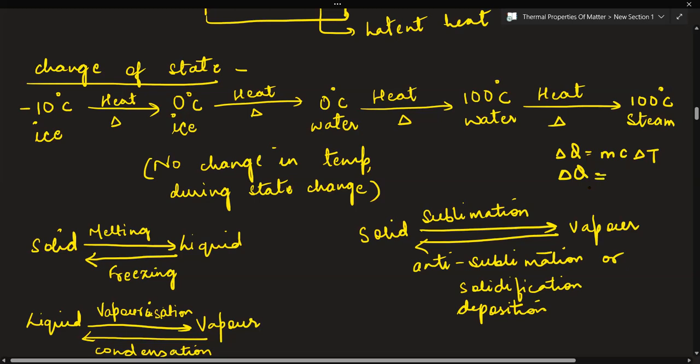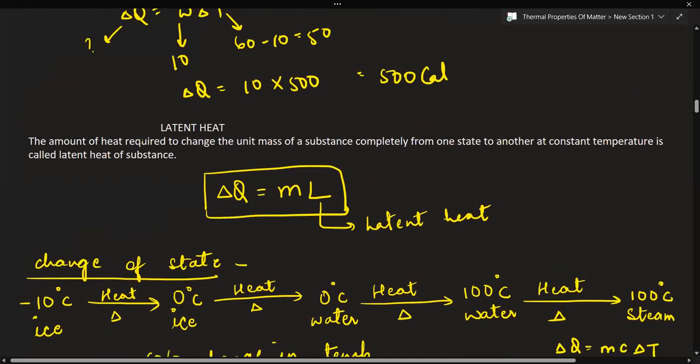The amount of heat required to change the state of a substance, from ice to water, from water to steam, from steam back to ice, be it any change of state of matter, that quantity is known as L. L is what? Latent heat. So this is ML. Now let us see what is meant by latent heat. Sorry, I said Kelvin first; no, it would be 1 kg of a substance.